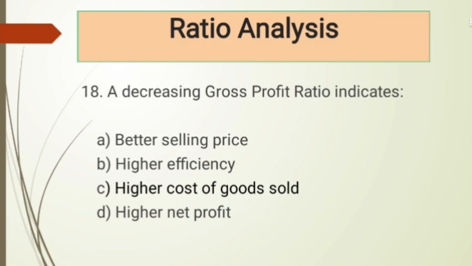18th question, a decreasing gross profit ratio indicates. So the formula of gross profit ratio, we know that gross profit divided by sales. So if gross profit ratio falls, that increases relative cost, and that is why higher cost of goods sold is the correct answer.